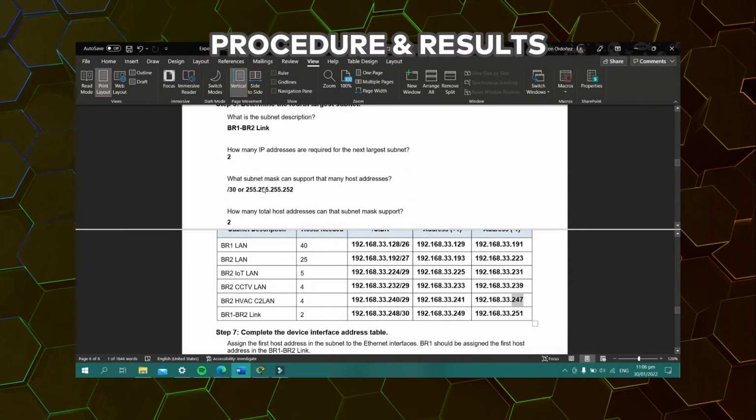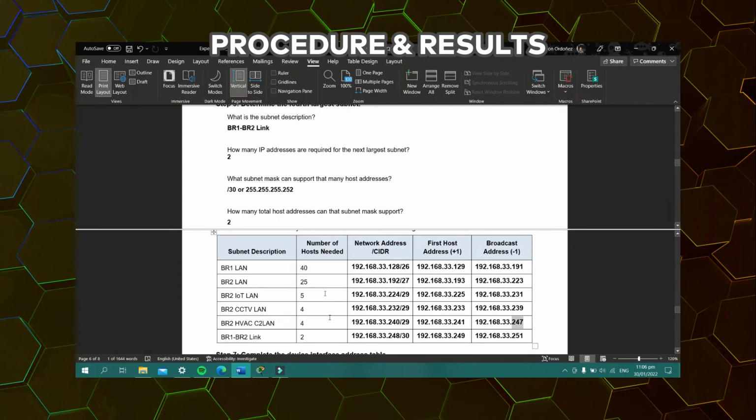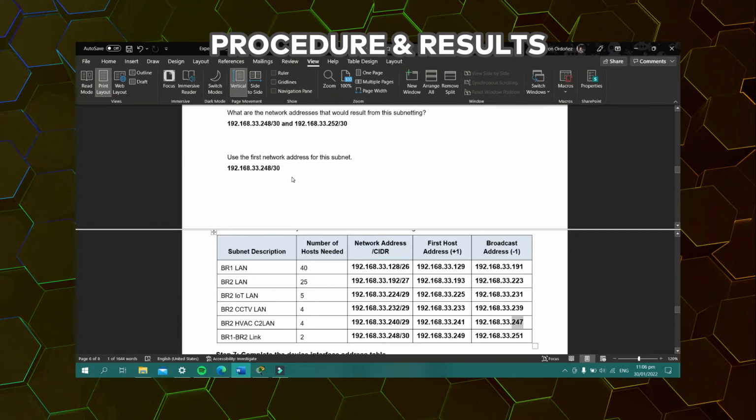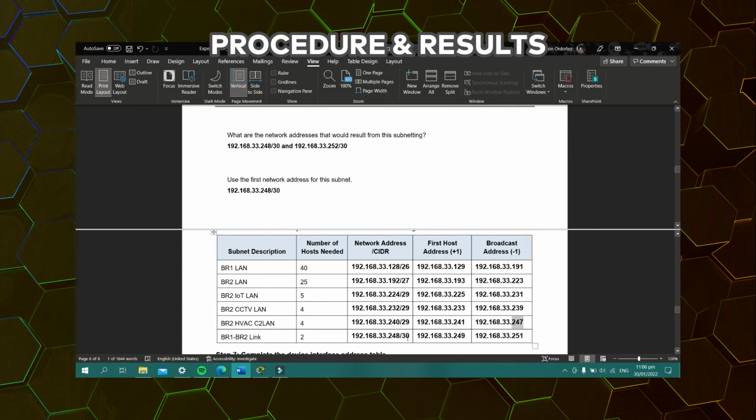Now, lastly, for the BR1, BR2 link, it requires 2 hosts. And from the obtained network addresses, this would be the used network address. So we would just add 1 for the first host address, 248 to 249, and after that, we would use the second obtained network address here, and subtract 1 from it, so from 252, it becomes 0.251.